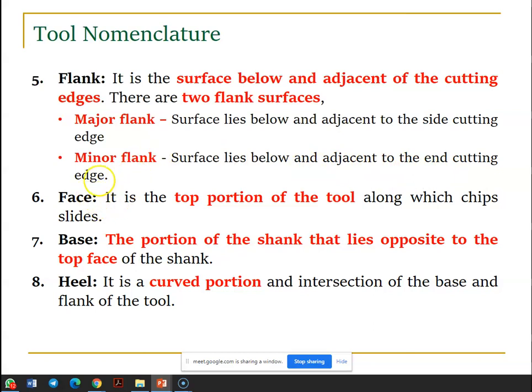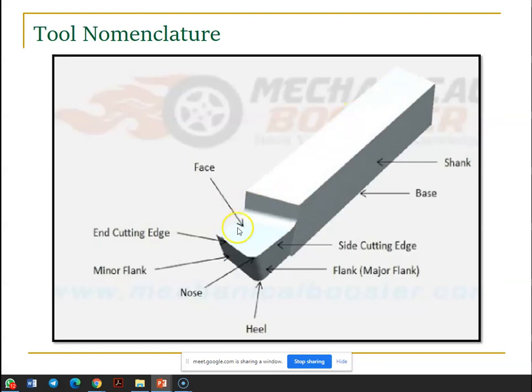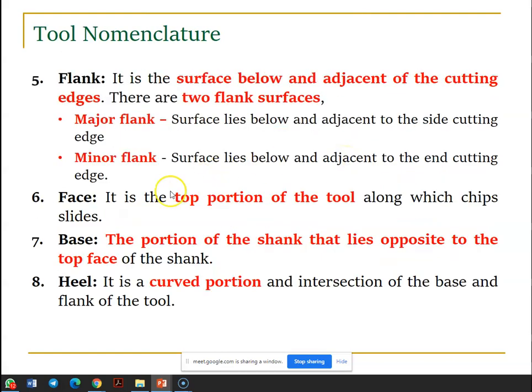So again we have a face. The face is the top portion of the tool, right? So this top portion is the face, the top portion of the tool along which the chip slides. So the chip flows on top of it.